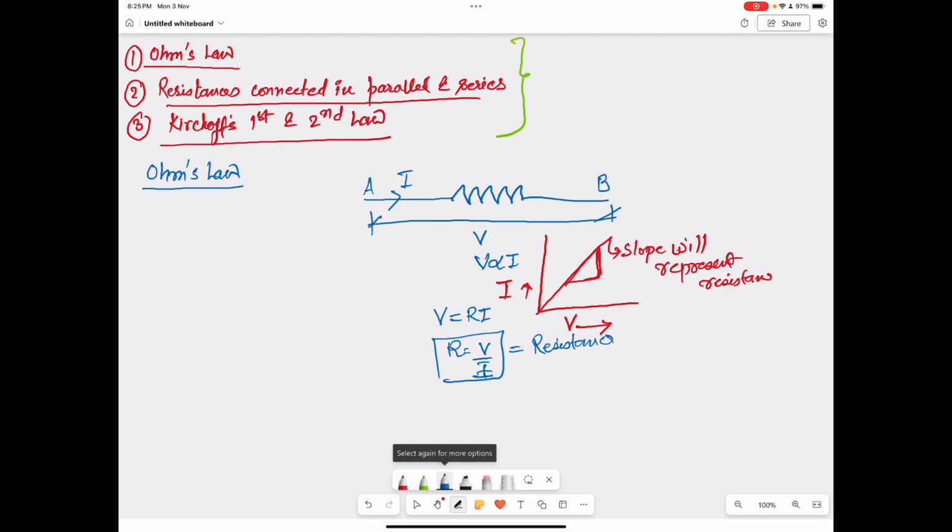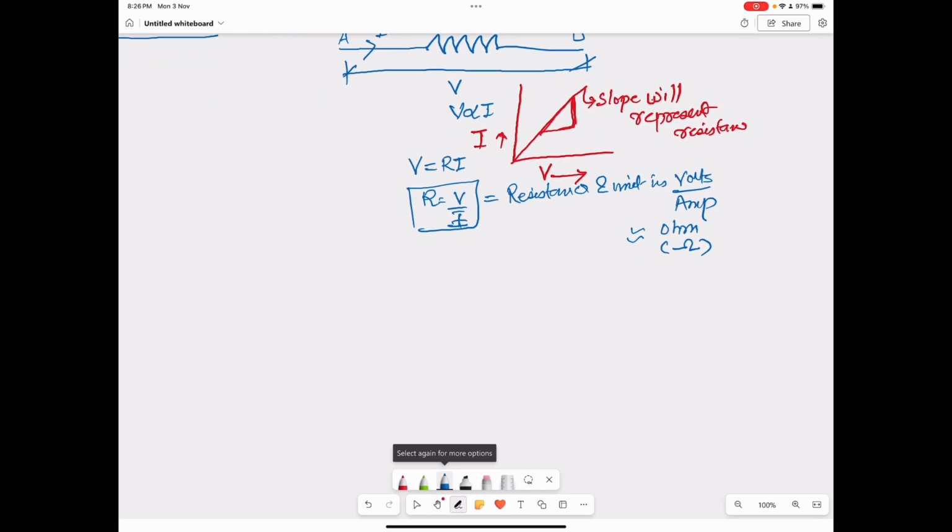The unit is volts per ampere. We can roughly write it as ohm, which is represented by Ω. So this is one of the very simple and important laws which you must know if you have to solve important problems in physics. We'll talk more about this when we deal with this subject in detail.